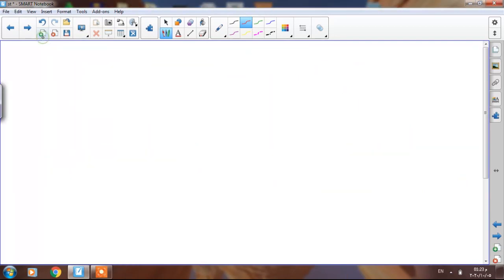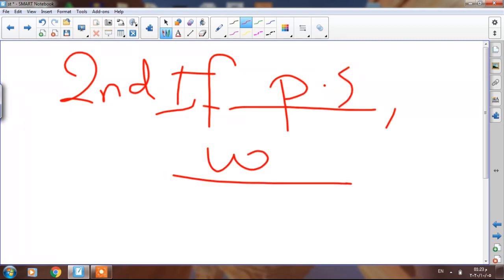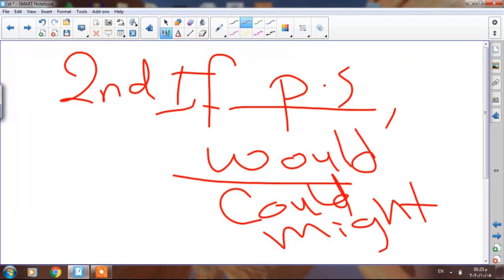What about the second conditional, if we use past simple and then would only? No, not only would. We can use would, we can use could, we can use might, plus of course the infinitive. Okay, so this is the second conditional.